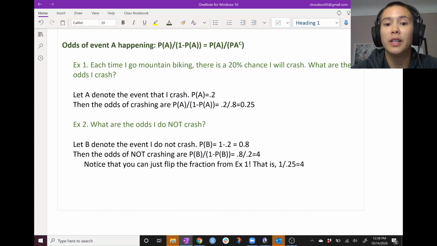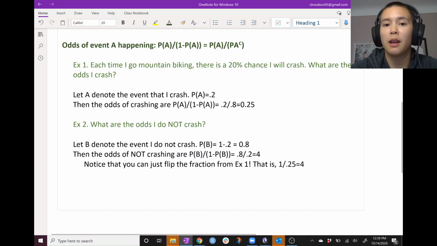Now, we didn't have to go through that whole calculation again. We could have actually done this a simpler way. We could notice that we just have a ratio of two probabilities and we ended up flipping it. So what we can do is take the number from example 1 and do 1 divided by that number to get the odds for example 2. So in other words, 1 divided by 0.25 is 4.